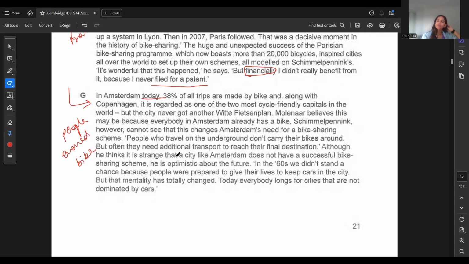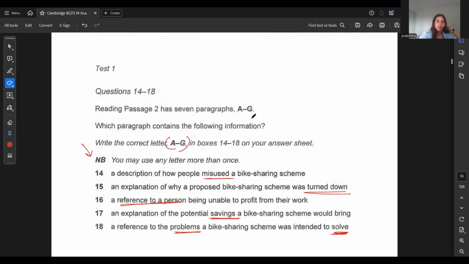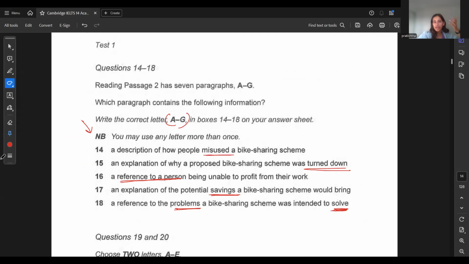So again, I'm not going into too much detail. I'm just skimming through the passage, figuring out what the key details are, right? People who travel on the underground don't carry their bikes around, but they often need additional transport to reach their final destination. He thinks that it is strange that a city like Amsterdam does not have a successful bike sharing scheme. He is optimistic about the future. In the 60s, it didn't stand a chance because people were prepared to give their lives to keep cars in the city, but that mentality has changed. Everybody longs for cities that are not dominated by cars. And that is pretty much it, right?